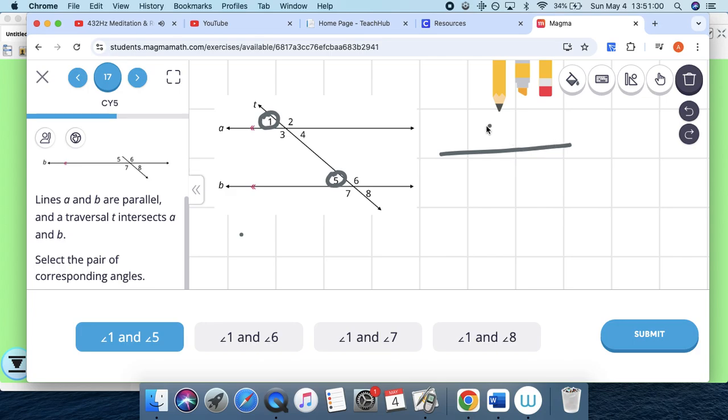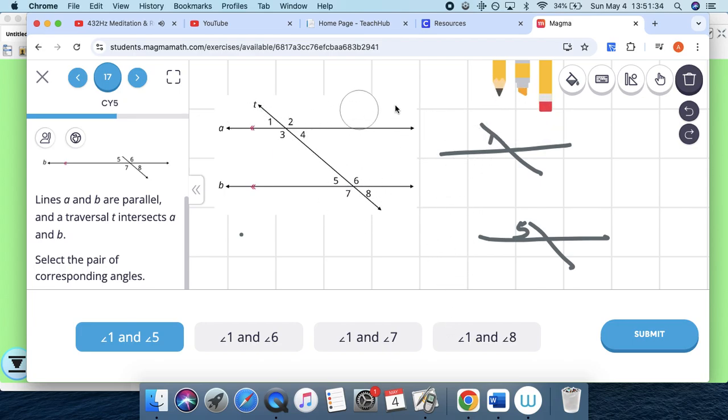Think about it: if I took a pair of scissors and cut right here, this is angle 1 and angle 5. Are they occupying exactly the same spot? The top left-hand corner? Yes, they are. I'm just going to erase and go through the others and show you why they're not. Angle 1 and angle 6 are not in the same exact spot. Angle 1 and 7 are also not in the same spot. One's the top left, one's the bottom right, so they're not corresponding.